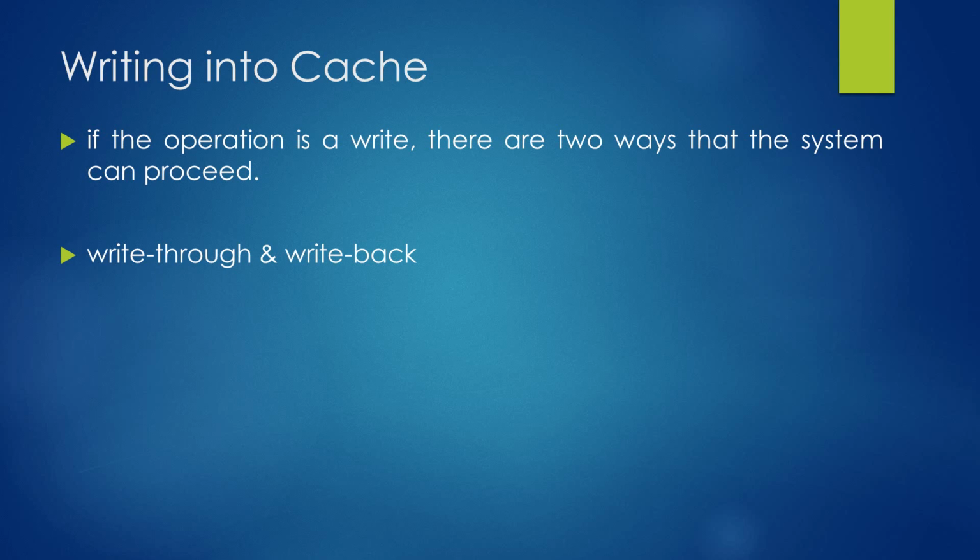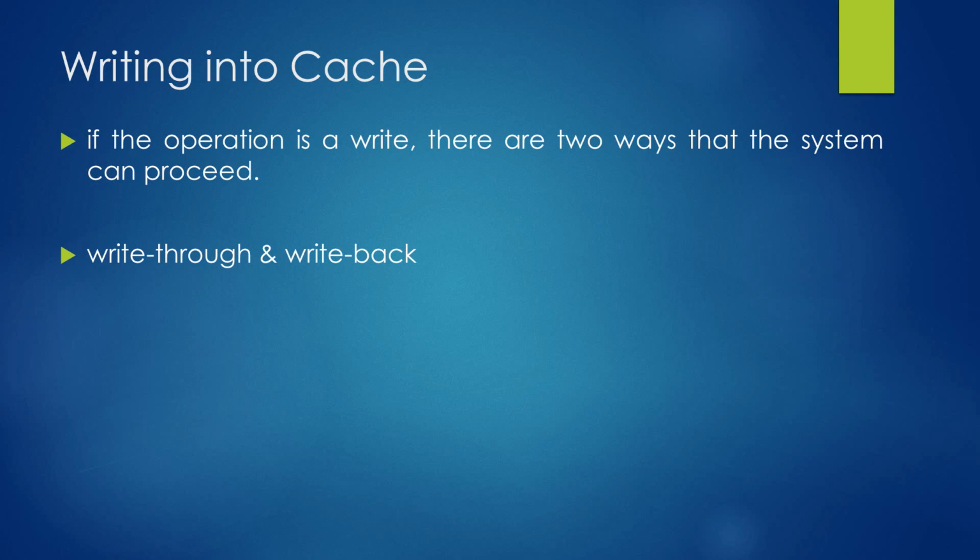But when I talk about write back, that means if a particular block is brought onto the cache for writing, then the same block is written onto the cache, but it is not updated at the same time in the main memory. What we have to do is, whenever we are trying to remove this block from the cache, at that time we can write it onto the main memory. The updated copy will be written.